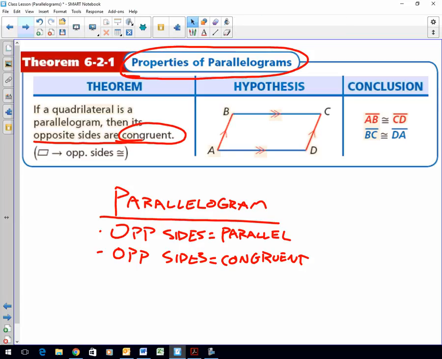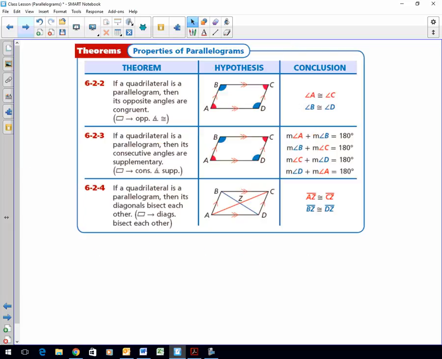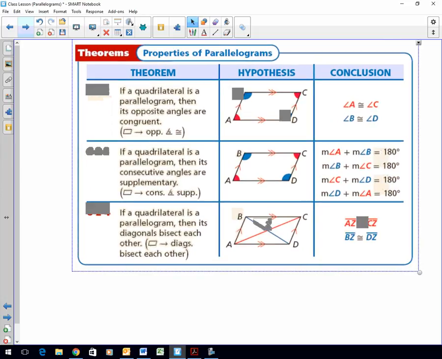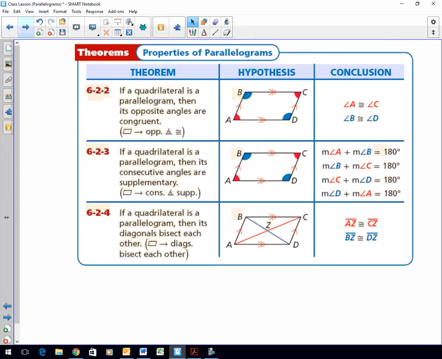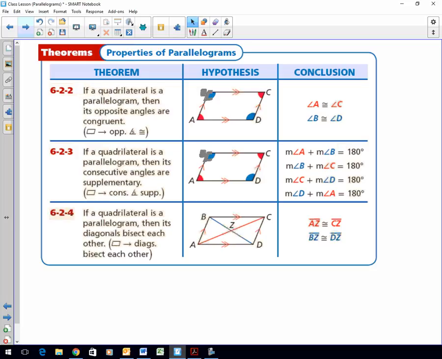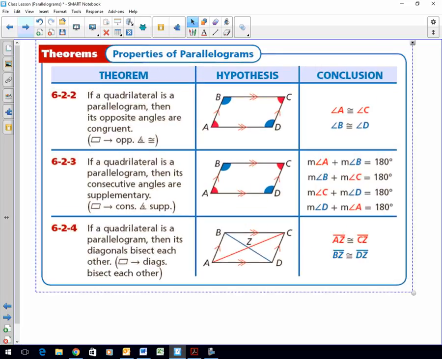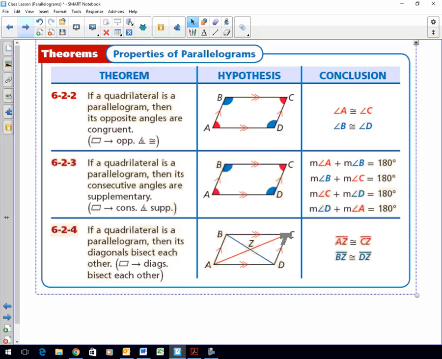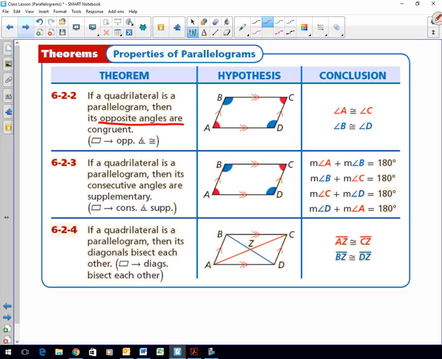Opposite sides are parallel and congruent. What's more, the opposite angles are also congruent. The consecutive angles are supplementary, and the diagonals bisect each other. So, again, make that checklist. Add this to your checklist. Opposite angles are congruent.